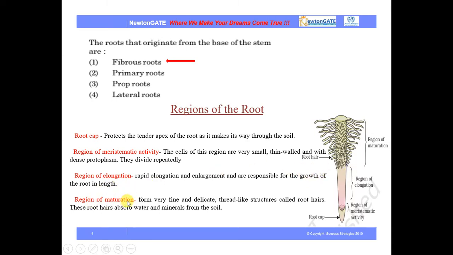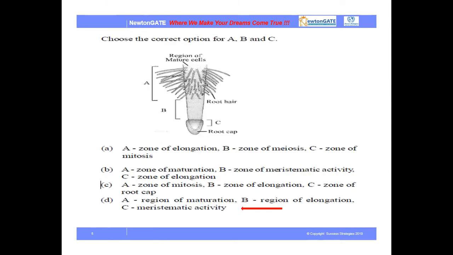Region of maturation forms very fine and delicate thread-like structures called root hairs. As you can see here in this picture, these are root hairs. Root hairs you will find only in the region of maturation. And the function of these root hairs is that they absorb water and minerals from the soil. Okay? Clear all these points?